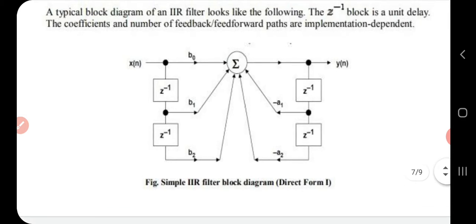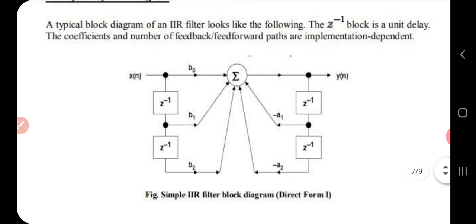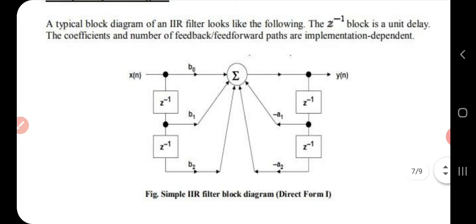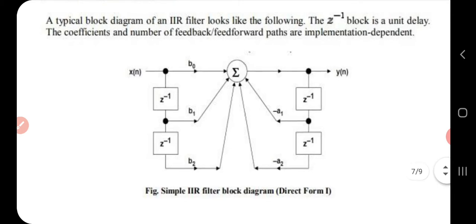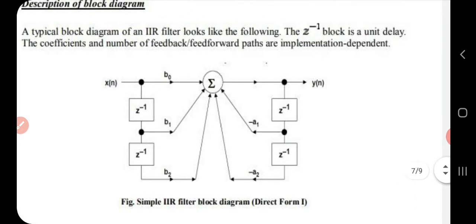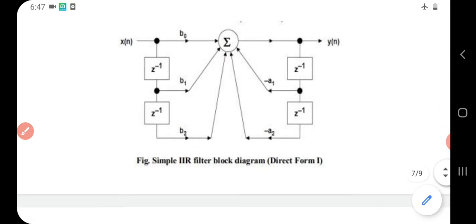Okay, so here I am just mentioning that this is just a block diagram of an IIR filter. The Z raised to -1, that is the inverse Z transform block, is a unit delay, and the coefficients and number of feedback paths are implementation dependent. So this is about the structure. This is the input, and this is the output. In detail we will tell when this topic is reached in the syllabus.